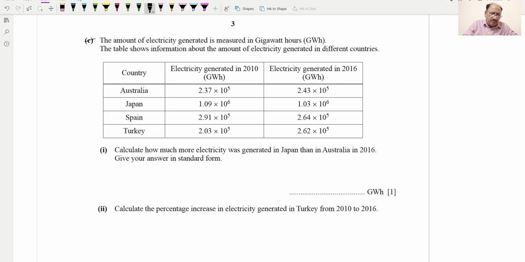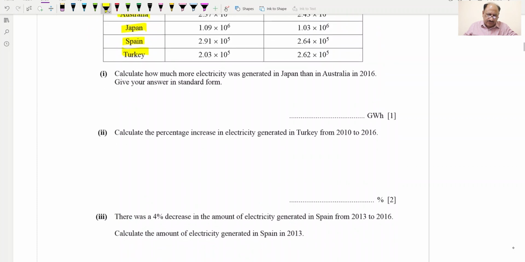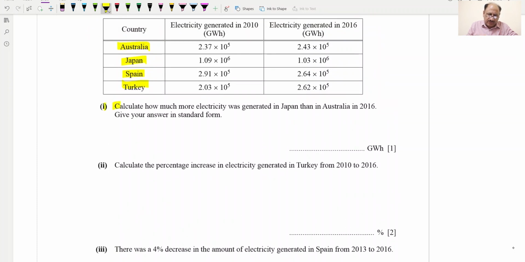C part says the amount of electricity generated is measured in gigawatt hours per hour. The table shows information about the amount of electricity generated in different countries: Australia, Japan, Spain, Turkey, and every detail is given in the table. So part 1, calculate how much more electricity was generated in Japan than in Australia in 2016. Give your answer in standard form.